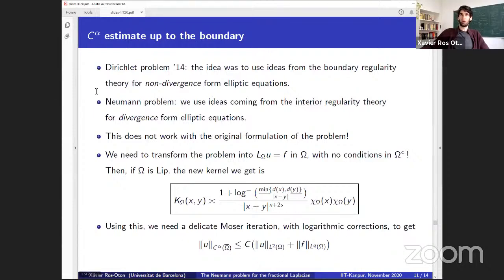So this is the idea of the C alpha estimate up to the boundary. Basically, if you know the regional fractional Laplacian or censored process, we have transformed our Neumann problem into a regional kind of problem with a logarithmic term here. Okay, but otherwise you can forget about what I said now.